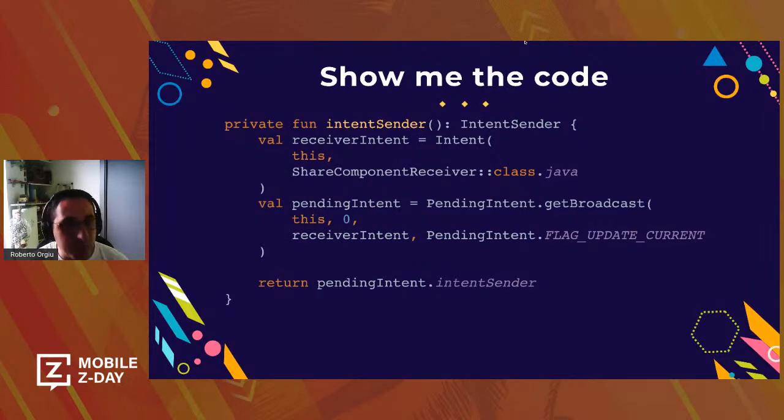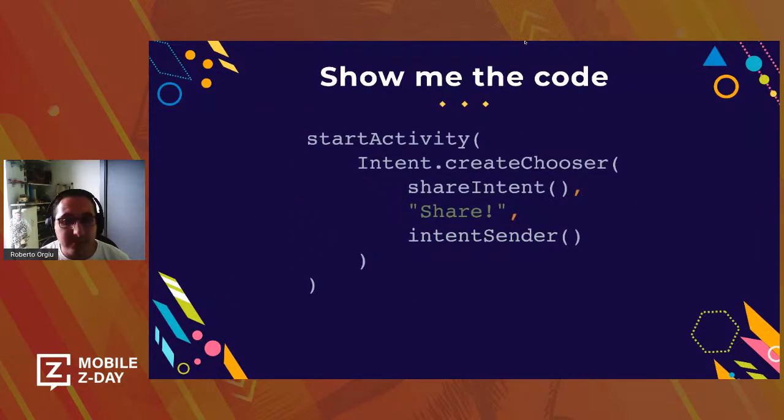What happens when we want to actually show the sharing dialog? It's this one. We want to create a chooser that will show the normal Android sharing screen. And the last parameter is the intent sender. What happens now is that when this line is invoked, the dialog will be shown. And when the user taps on an item, we will get its component in our broadcast receiver right there.